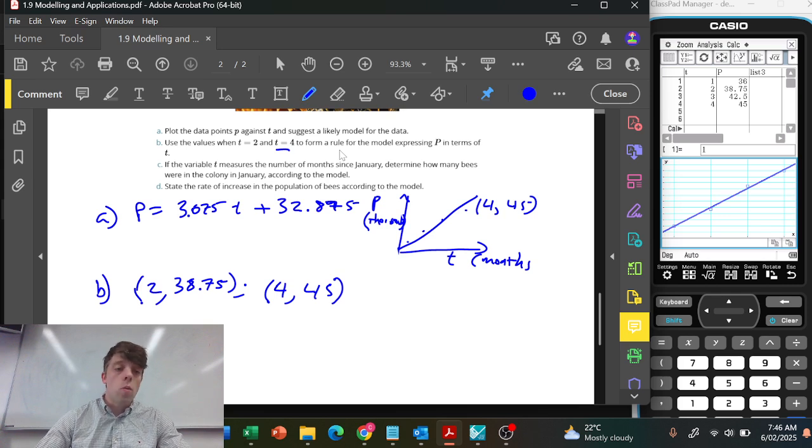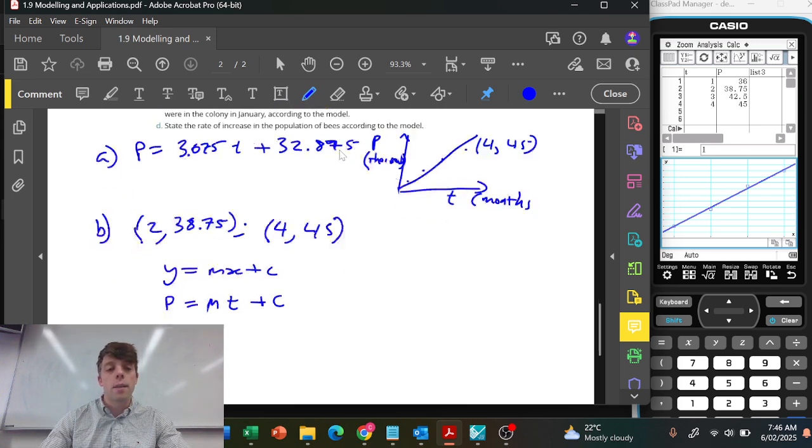So what we want here is to find an equation of the form, well, it's a linear equation, right? So it's going to be of the form y equals mx plus c. I know there's a lot of letters here, but of course the y value here is the p, the population. The t value is going to be the x, so x value is going to be t. And then we have the gradient and the y-intercept. So we need to figure out what the gradient and the y-intercept are.